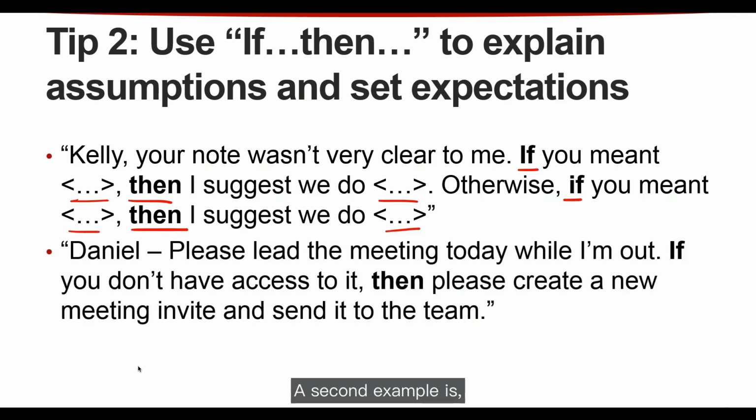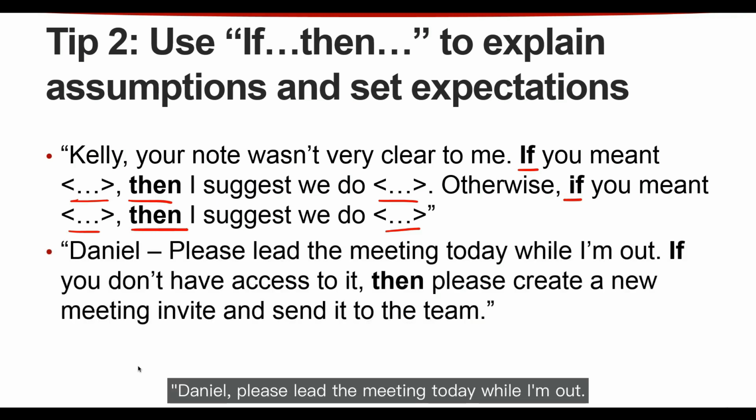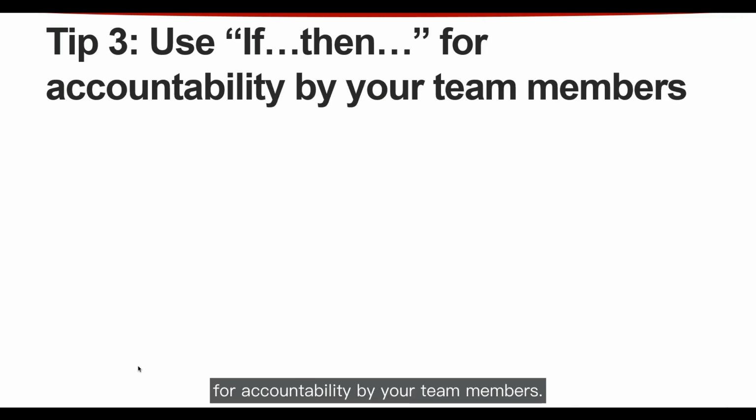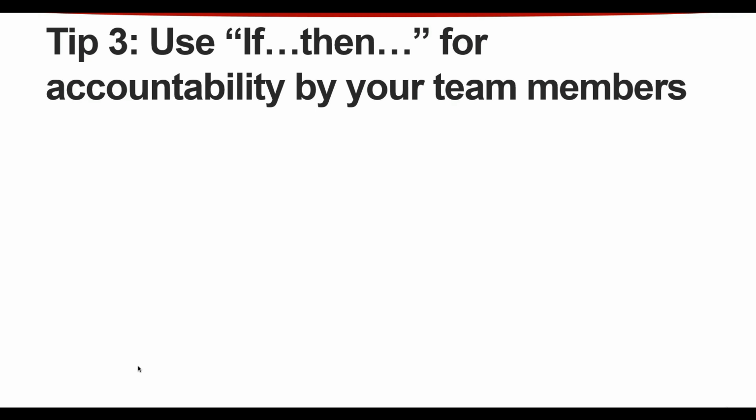A second example is, Daniel, please lead the meeting today while I'm out. If you don't have access to it, then please create a new meeting invite and send it to the team. The third tip is to use if-then for accountability by your team members. And this is actually my favorite tip because it holds people accountable for their actions.